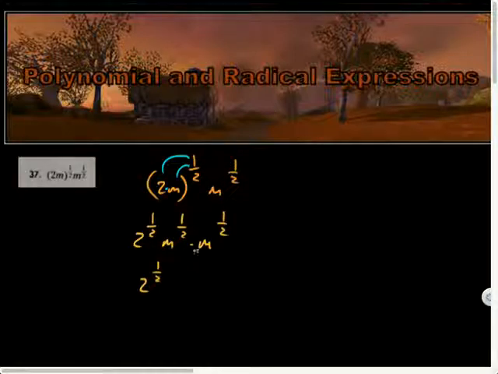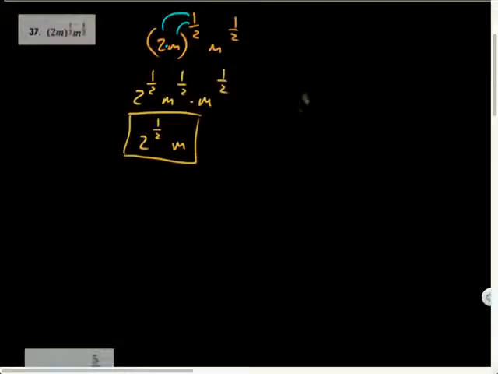Multiplying two things of the same base, you add the exponents. Right, and 1/2 plus 1/2 is 2/2, or 1. So I could actually just leave my answer as this, if they wanted it in rational form, or I could write that as m times, what does 2 to the half mean? The square root of 2. And I write the m first.